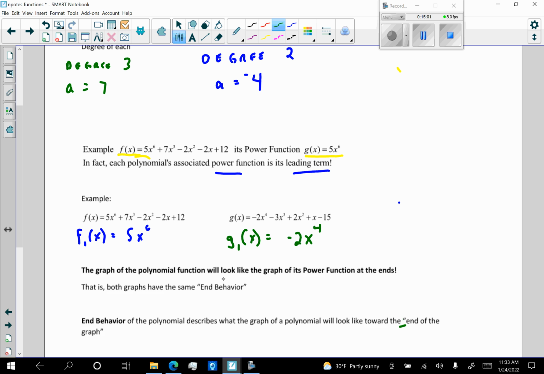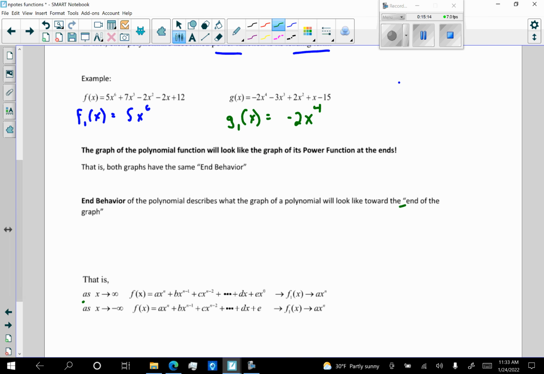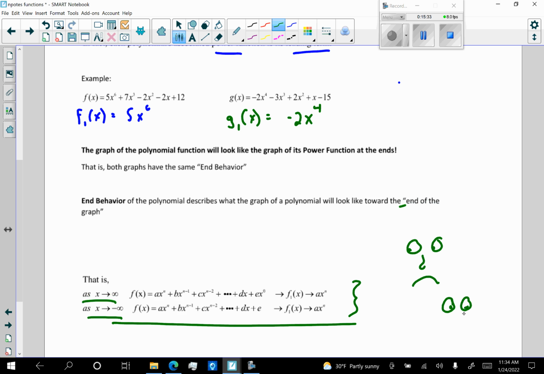Because the graph of a polynomial is going to look like the graph of its power function at the ends. What we're talking about is the end of the graph. What happens when x gets big and when x gets little? What does the graph look like? This is a complicated theoretical statement. If you don't want to look at this statement right now, you don't have to. If you want to look away and say, what? I don't want to look at it, that's okay. But I'm going to give you some examples of what the world this means. What is all this rigmarole here?